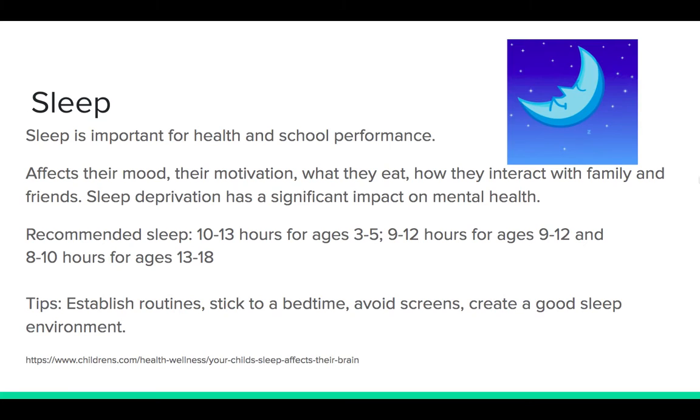Recommended sleep: 10 to 13 hours of sleep are recommended for ages 3 to 5, 9 to 12 hours for ages 9 to 12, and 8 to 10 hours of sleep for ages 13 to 18. Some tips to help maintain that sleep are to establish a routine, stick to a bedtime, avoid screens, especially right before bed, and create a good sleep environment.